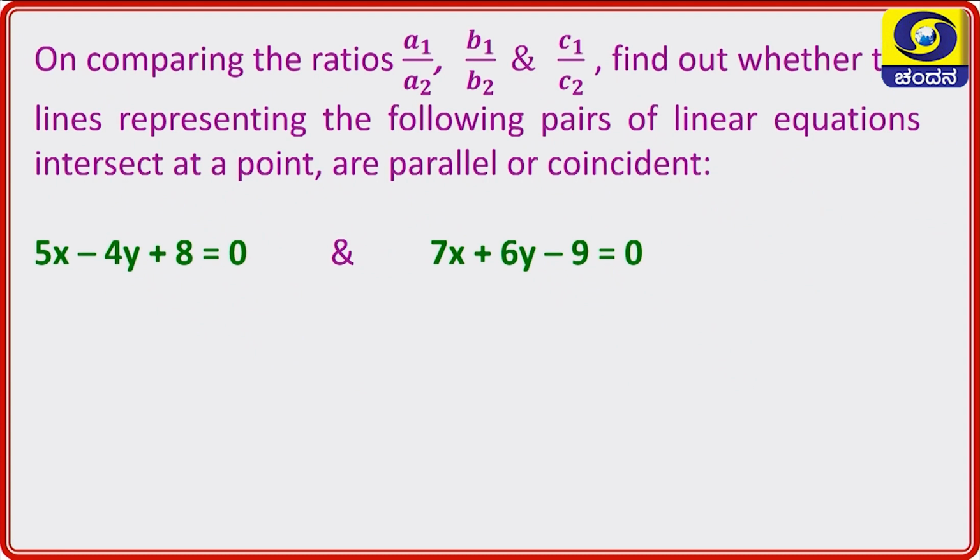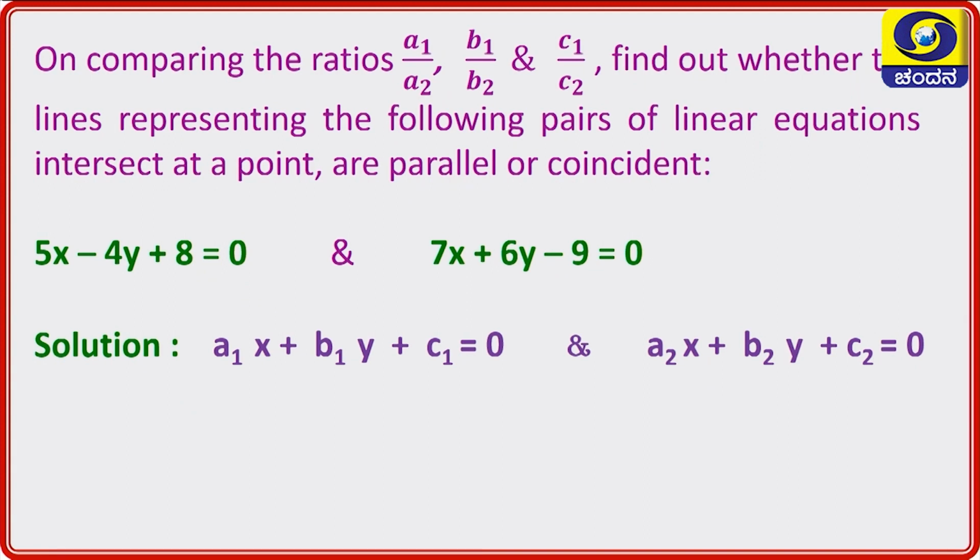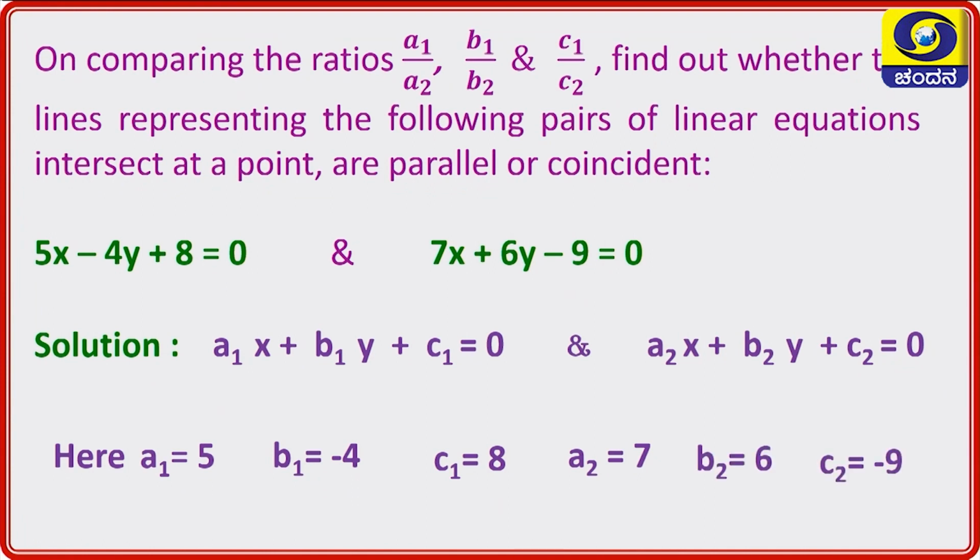The equations are like this: 5x minus 4y plus 8 is equal to 0 and 7x plus 6y minus 9 is equal to 0. Observe here, children. Let us consider the solution for these equations. First we represent them in standard form, a1x plus b1y plus c1 is equal to 0 and a2x plus b2y plus c2 is equal to 0. Here, while substituting, we get the value of a1 as 5, b1 as minus 4 and c1 as 8, whereas a2 as 7, b2 as 6 and c2 as minus 9.